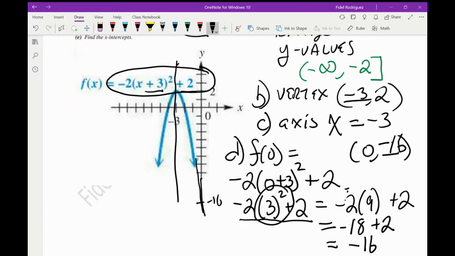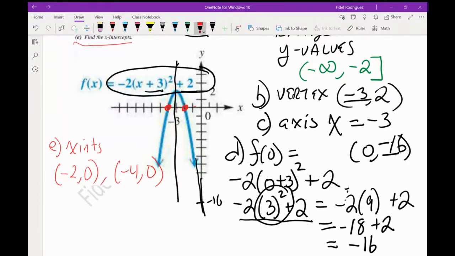Okay. And then, let's see, that was part D. So part E says we're going to find the x-intercepts. The x-intercepts are always going to be those points right there. So if I think about it, here's 0, this is -1, that's -2, -3, -4. So these numbers right here, (-2, 0) and (-4, 0), right? Those are going to be the coordinates of those two red dots.